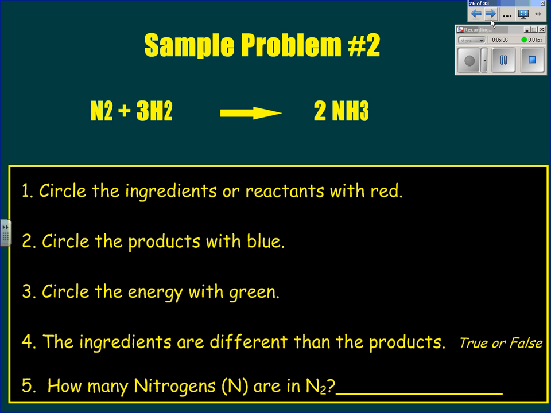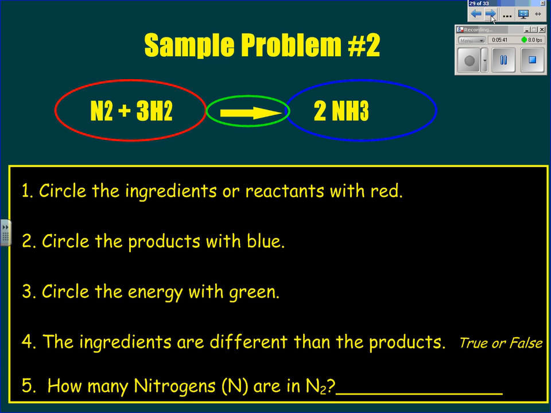Let's look at sample problem number 2. It says circle the ingredients. Well, hopefully by now you know that we have to circle this with red, and our ingredients are always on the left-hand side. So circle with red. Now the products, or what we're making, is on the other side. In this case, it's ammonia. So number 3 says circle the energy with green. Where's the energy? Do you remember? Yep, it's the arrow.